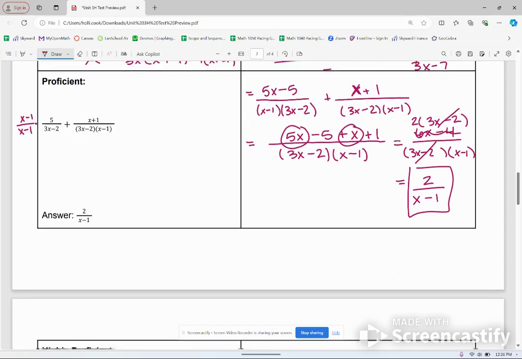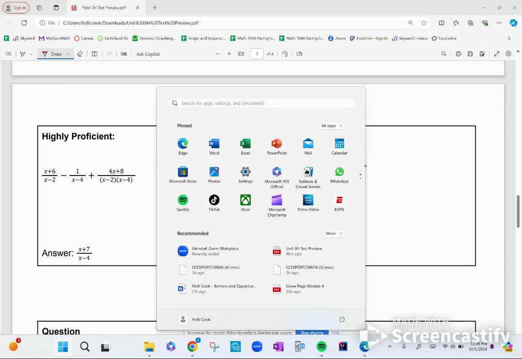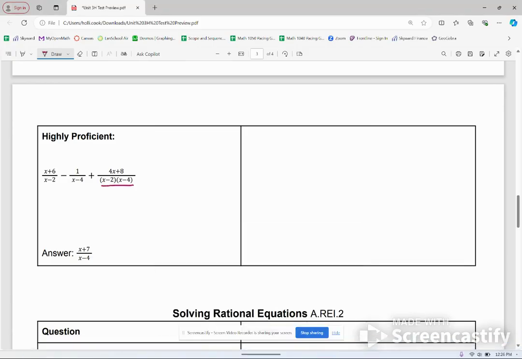All right, and last one for this section. This one has 3 terms. We have a minus and an addition. Just like usual, we have to have a common denominator. We can tell our common denominator is going to be x minus 2 and x minus 4. So we need to multiply those in. For the first part, x plus 6 over x minus 2 needs an x minus 4 over x minus 4. And for the second one, we're going to multiply by x minus 2 over x minus 2.